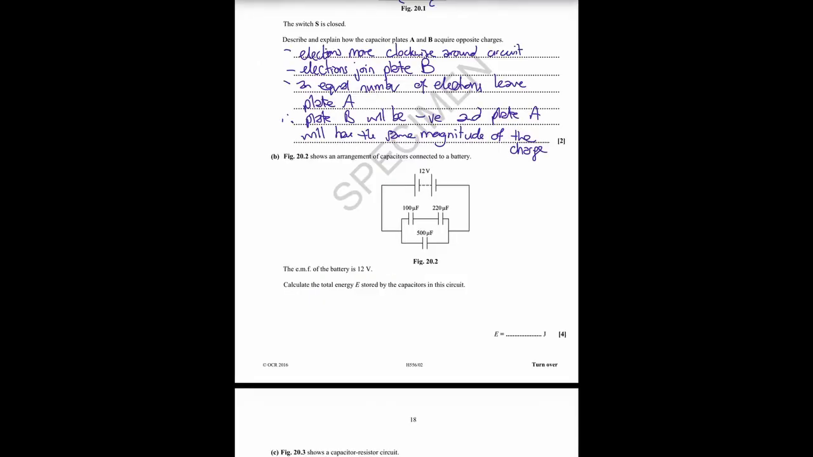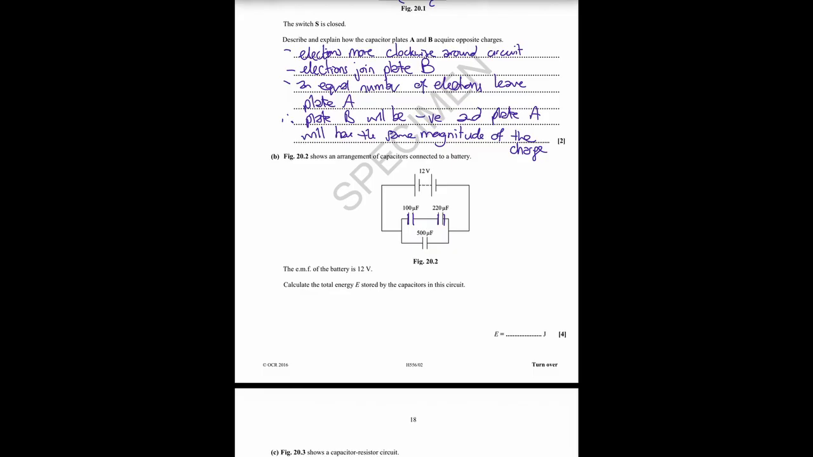Calculate the total energy stored by the capacitors. Well, even before I worry about that, it's pretty obvious what I'm going to have to do here. I can see from the diagram they've got an awkward arrangement of capacitors. So if they've got an awkward arrangement, obviously I've got to try to simplify this diagram as much as I can. The way that I'm going to simplify it first is these two over here. I can see that these are in series, and then obviously they're in parallel with the other one. So I'm just going to combine the series ones first.